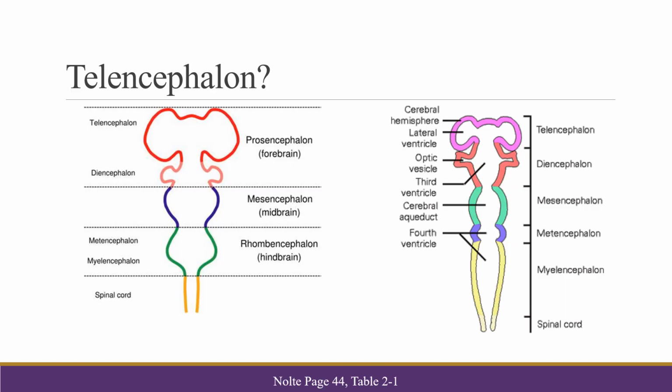telencephalon. So remember chapter 2 when we did our tel, di, mes, met, myel, that's the secondary vesicles. They come from the primary vesicles of pros, mes, rhomb, right? So prosencephalon, mesencephalon, and rhombencephalon.